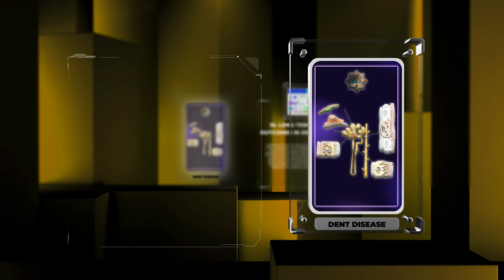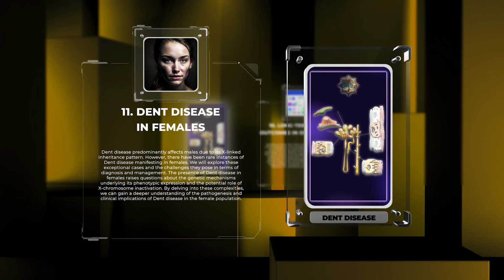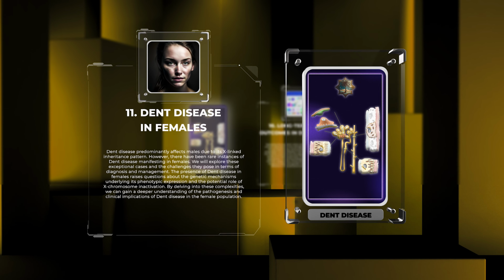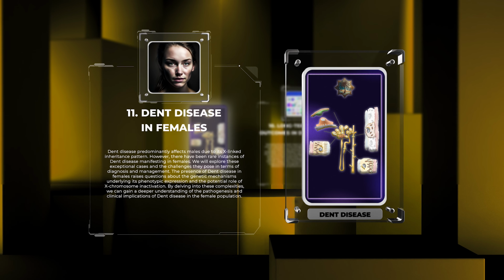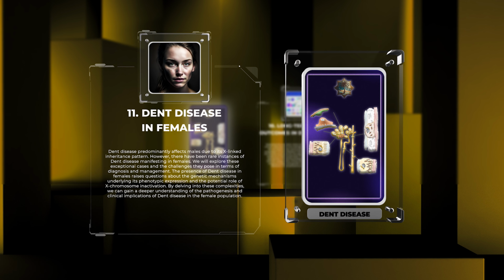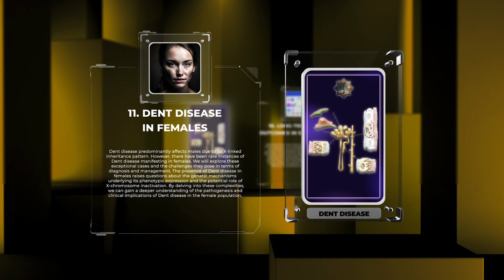Dent disease predominantly affects males due to its X-linked inheritance pattern. However, there have been rare instances of Dent disease manifesting in females. We will explore these exceptional cases and the challenges they pose in terms of diagnosis and management.